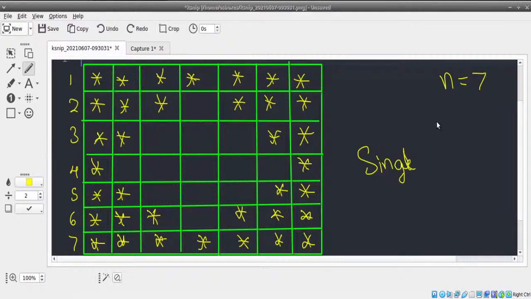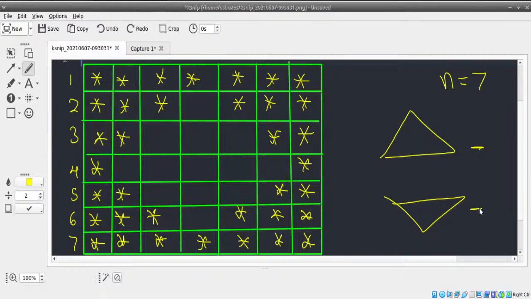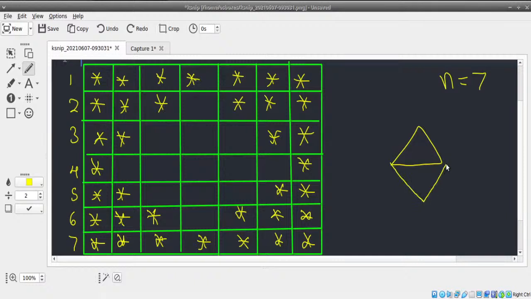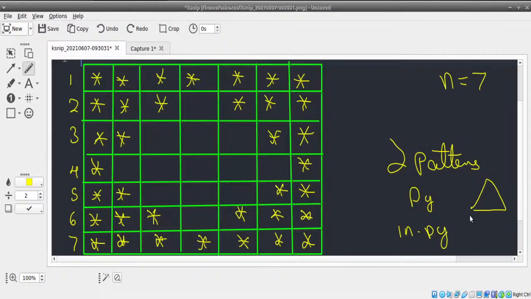Now, if you guys remember, we used to do something like pyramid program and inverted pyramid program. These were two separate programs. It's not a single program. So what we have here is a pyramid and inverted pyramid, both one below another. So can I say I need to do two patterns here? First pattern is a pyramid, second pattern is an inverted pyramid. And the pyramid pattern will be above, inverted pyramid pattern will be below.